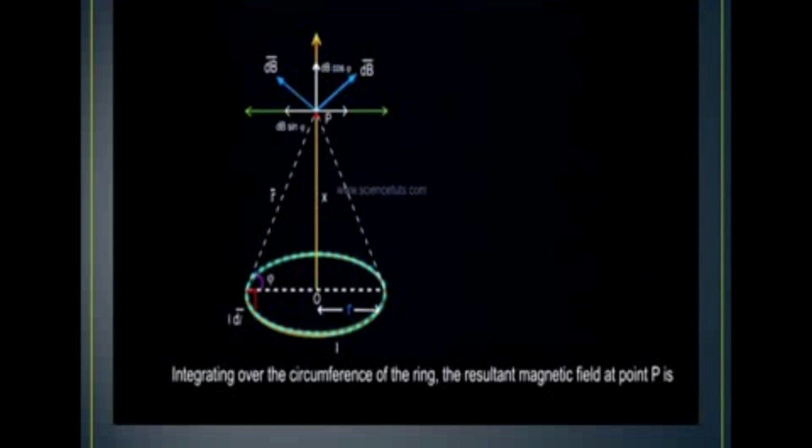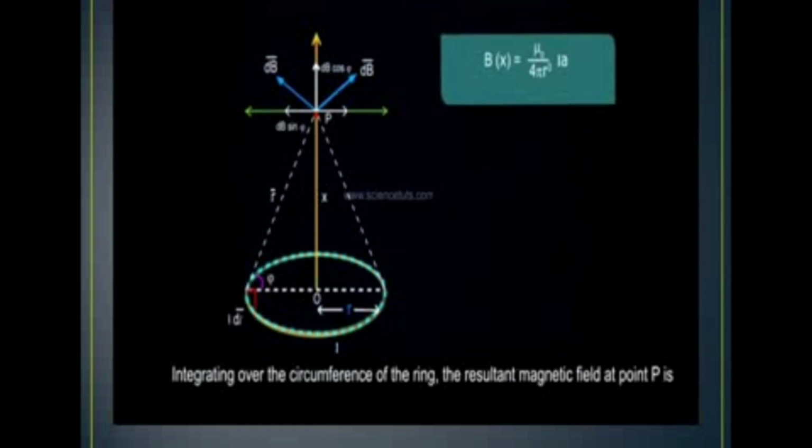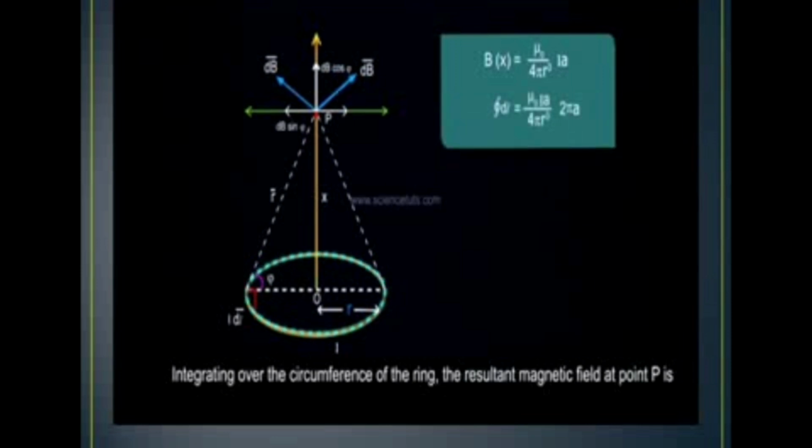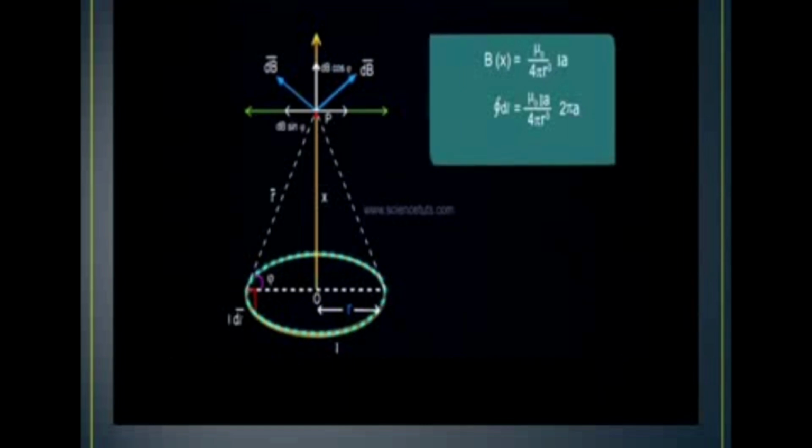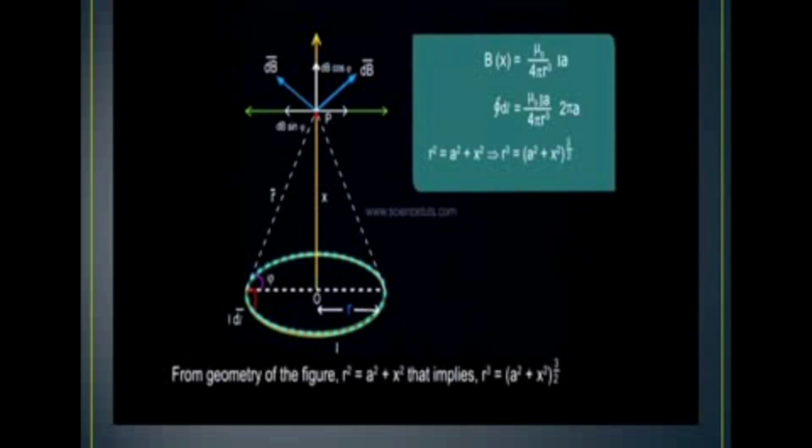So integrating over the circumference of the ring, you will get the total circumference of the circle. So Bx equals mu naught by 4 pi r square, I into a. Integrating that value, we will get 2 pi a, because the total length of the circular coil is 2 pi a. So substituting that value, you will get mu naught I a divided by 4 pi r square, into 2 pi a.